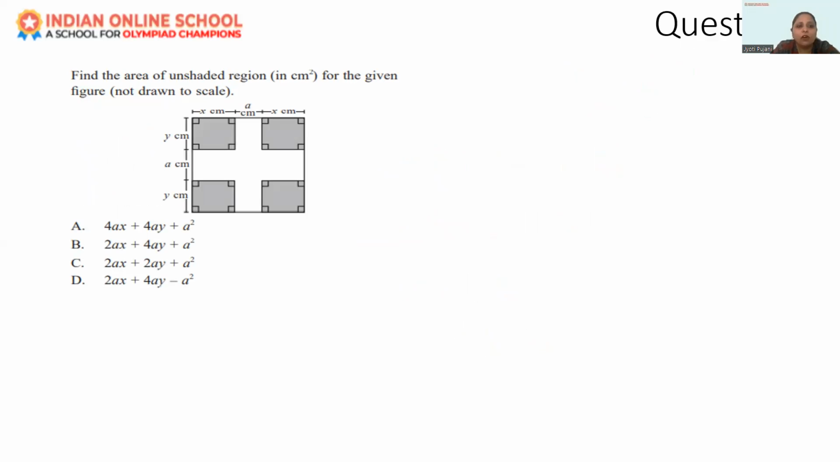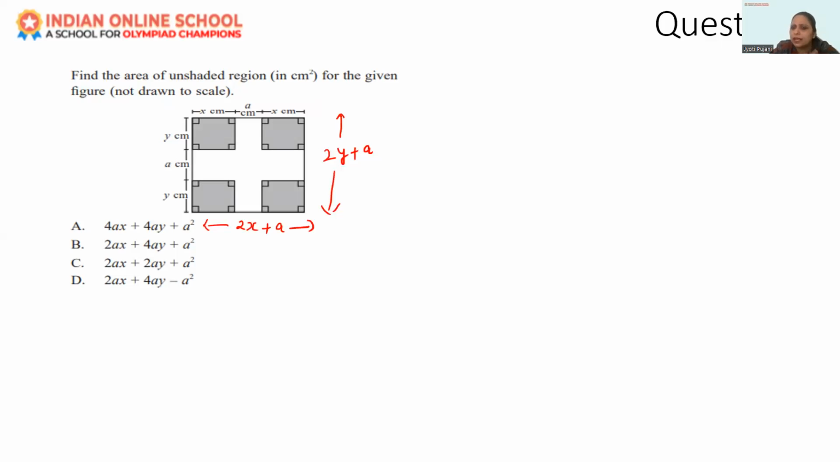Find the area of the unshaded region for the given figure. They have given the figure. What is the length here? X plus A plus X, that's 2X plus A. Right, everyone? What is the breadth? That's 2Y plus A. Fine, everyone? Now, what do we have to do?